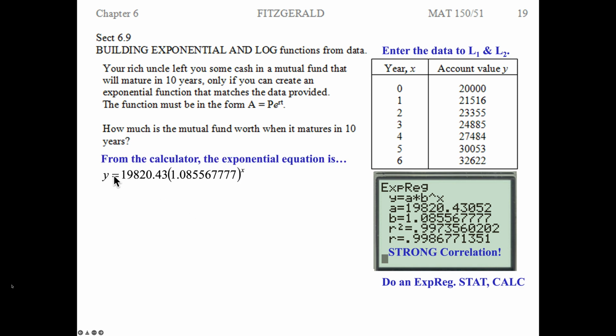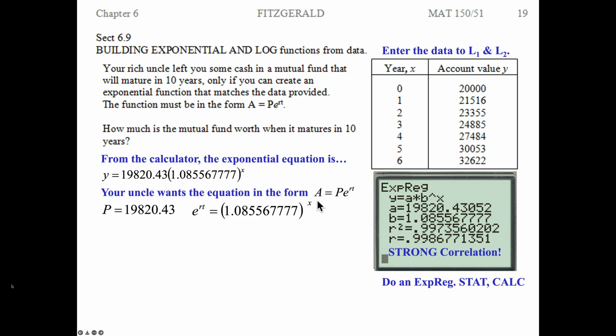So here is my equation, and it looks a little strange because your beginning balance was $20,000, but the calculator says based on the data values, this is your best beginning balance using this base value right here. All right, so we're going to convert this into A equals P times e to the rt power. So we're going to flat out call P that value a from the calculator.